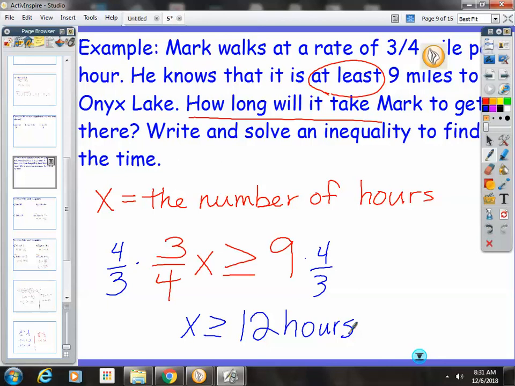I think I'm going to stop here for today. We are solving inequalities using multiplication and division. We learned today that if we multiply or divide by a negative number, what has to happen? We have to flip the inequality symbol.